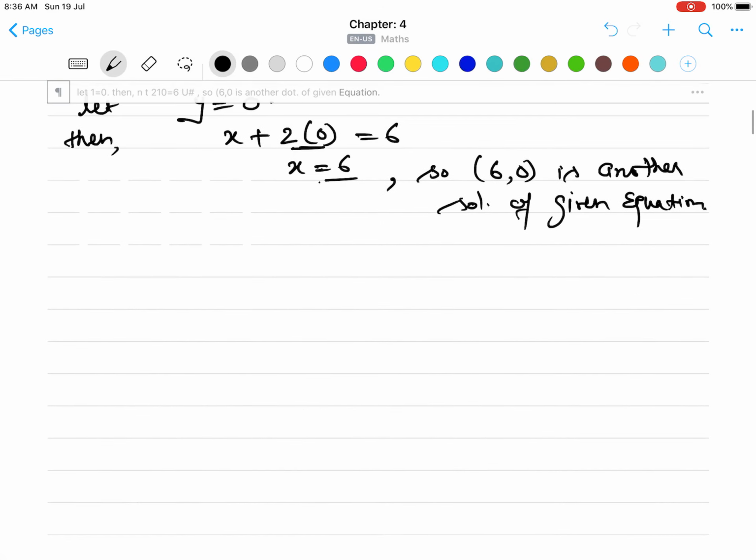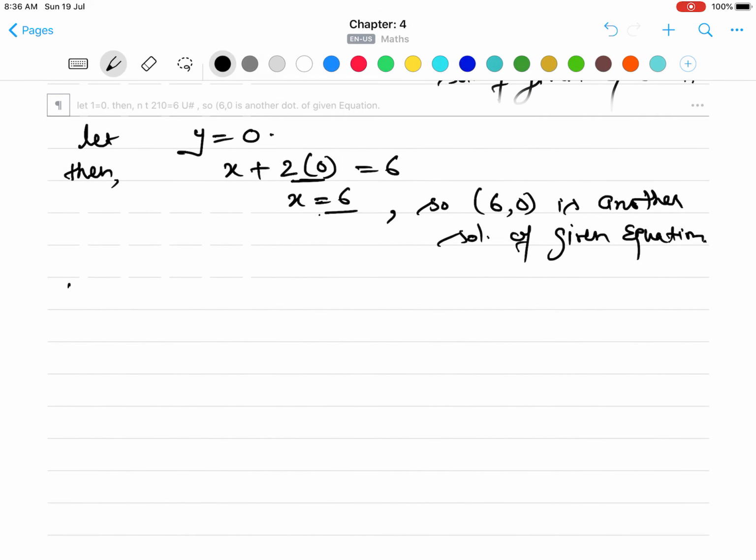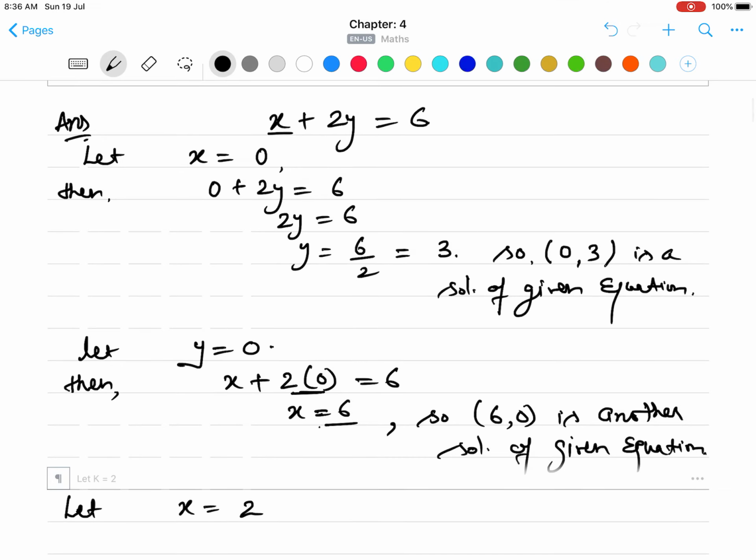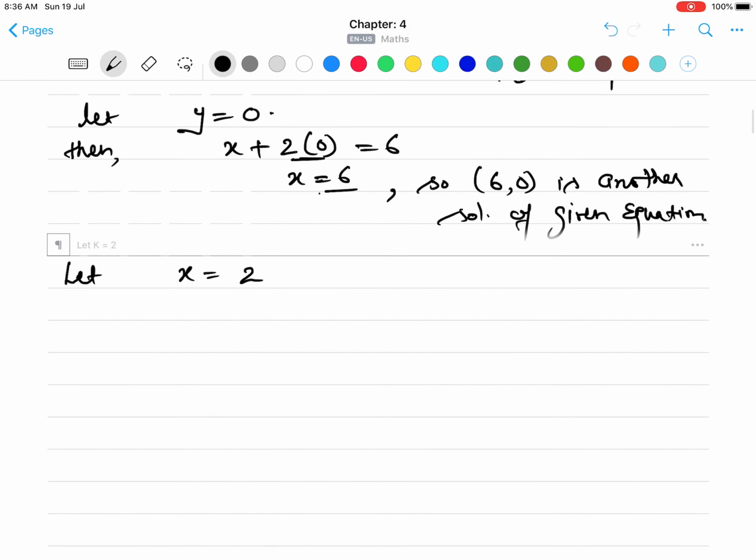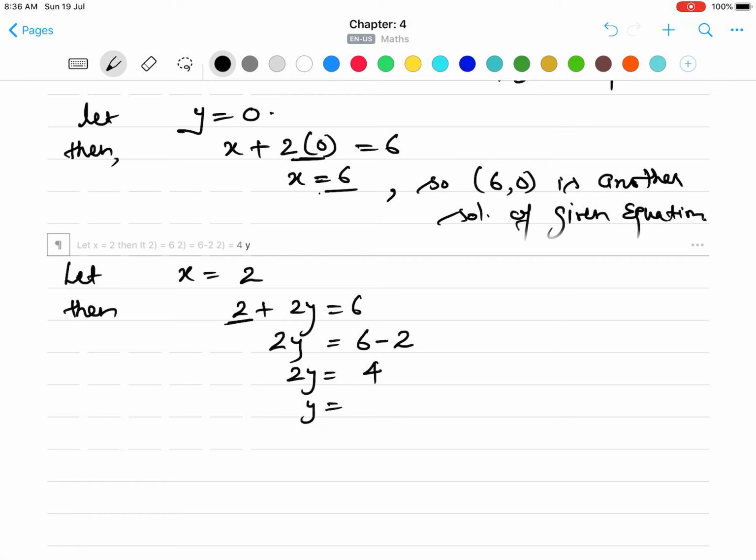Moving ahead, now we have to find another solution. So let's take, this time, x equals 2. In the same equation we'll now put 2 in place of x. So our equation will become 2 plus 2y equals 6. Keeping this 2y on the left hand side, we'll shift this plus 2 onto the right hand side, so 2y will be equal to 6 minus 2, which is 4, or y will be equal to 4 divided by 2, which is 2.